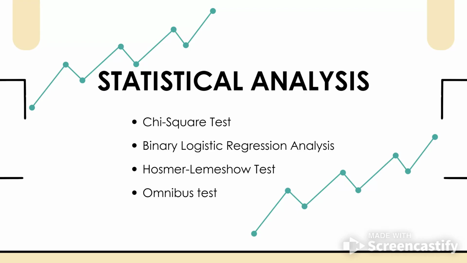At first, the researchers performed a chi-square test for all the variables to test the significant differences between the case and control groups and screen the variables of interest. Later, the binary logistic regression analysis was used to analyze the statistically significant variables found from the chi-square test and logistic regression.